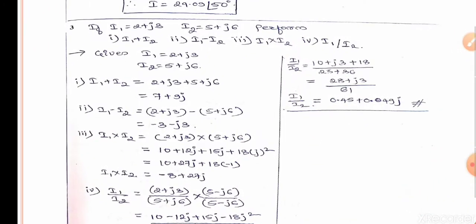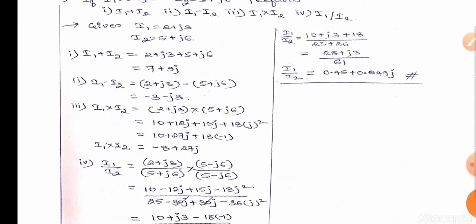Next problem: if I1 equal to 2 plus j3, I2 equal to 5 plus j6, perform I1 plus I2, I1 minus I2, I1 into I2, I1 by I2. First, they have given the two currents, that is I1 equal to 2 plus j3, I2 equal to 5 plus j6.